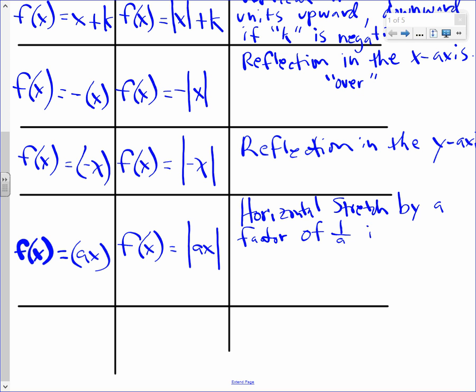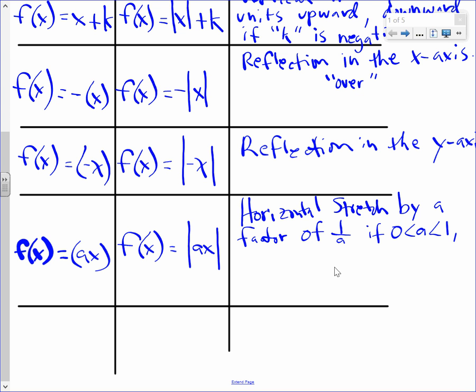If A is a fraction, if A is less than 1 and greater than 0, look at it. If A is greater than 0, but less than 1, that's just a fancy way of saying if A is a fraction, then you're going to have a horizontal stretch of the graph. It's going to stretch horizontally by a factor of 1 over A.